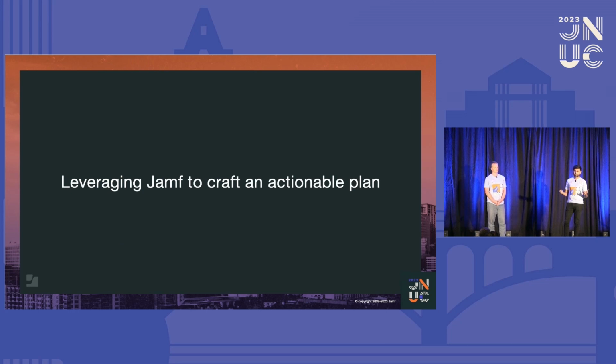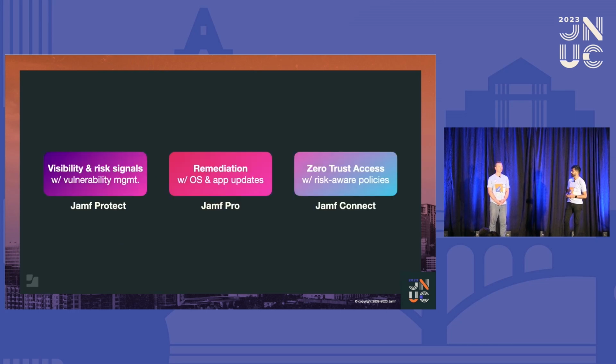So where can Jamf help you today? There are 3 specific areas that Jamf helps customers in managing and securing their devices. Many of you will be familiar with these 3 different products. With Jamf Protect, we're able to get visibility onto device risks, including vulnerabilities. Jamf Protect is also able to generate certain risk signals, including those vulnerabilities, where you can take those risk signals and connect them with Jamf Connect, or any of our partners for implementation of conditional access.